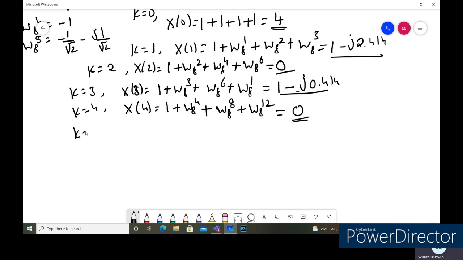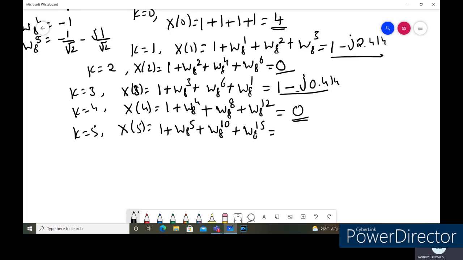So similarly, let us substitute k is equal to 5. So x of 5 is equal to 1 plus omega e to the power of 5 plus, for k is equal to 2, omega e to the power of 2 into 5 will become 10. For omega e to the power of 3k, if I substitute k is equal to 5, it will become omega e to the power of 15. So here omega e to the power of 10 is nothing but 8 plus 2, it is omega e to the power of 2, and this is nothing but omega e to the power of 7.